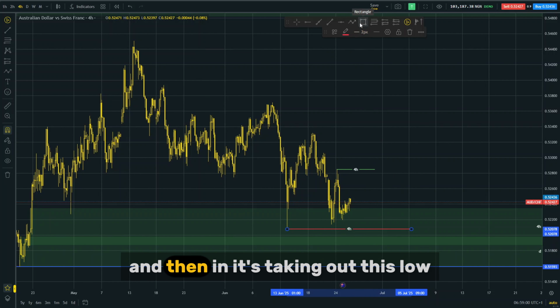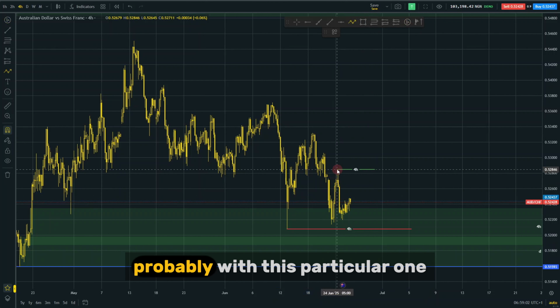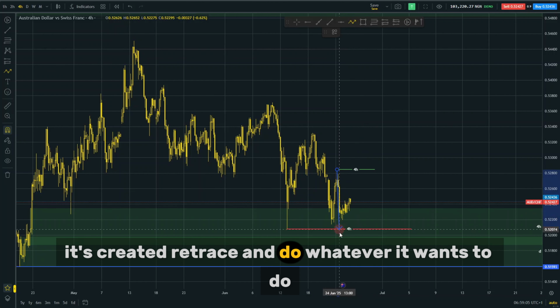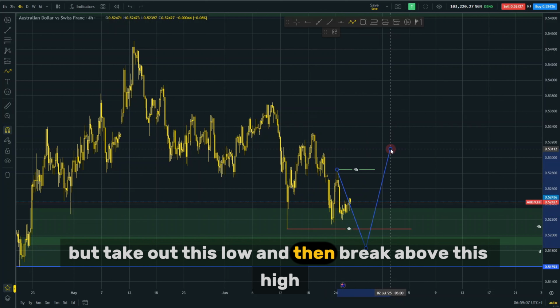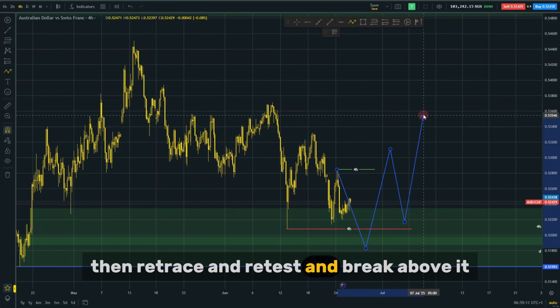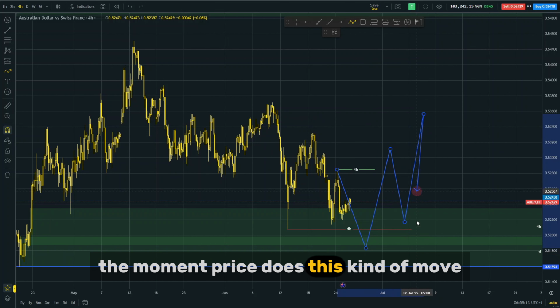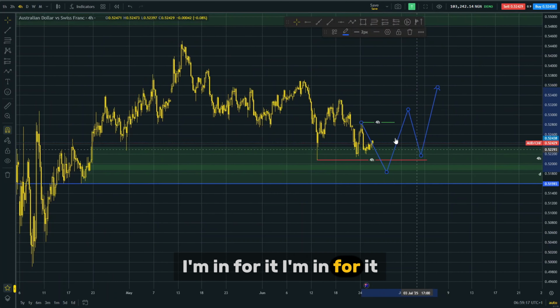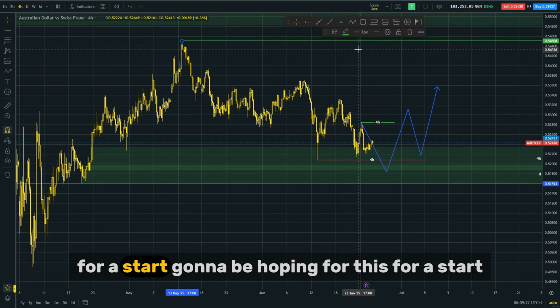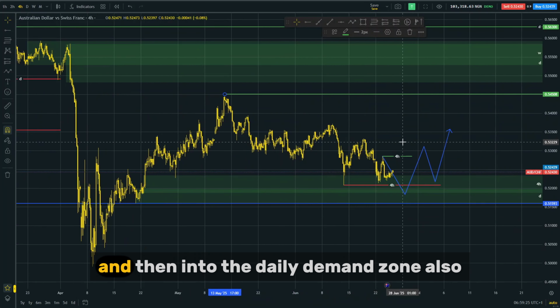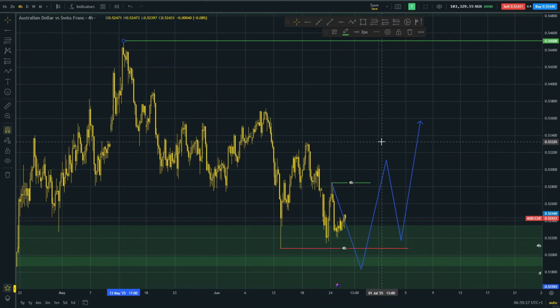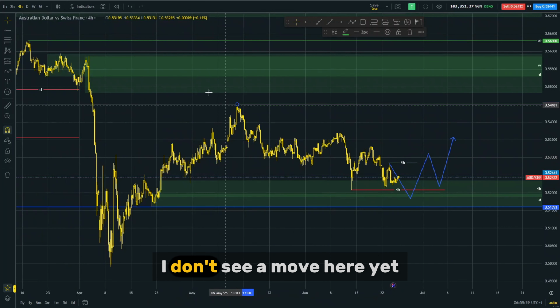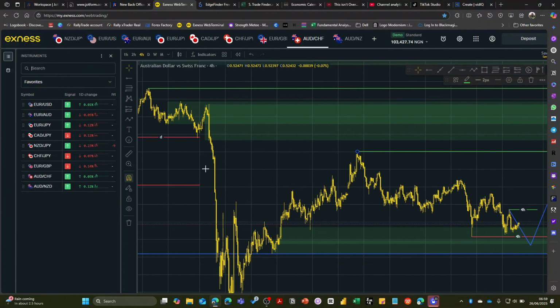and then in taking out this low, it can retrace and do whatever it wants to do, but take out this low and then break above this high, then retrace and retest and break above it. The moment price does this kind of move, I'm in for it, and I'm going to be hoping for this region right here for a start, and then into the daily demand zone also. But until price does this, I don't see a move here yet.